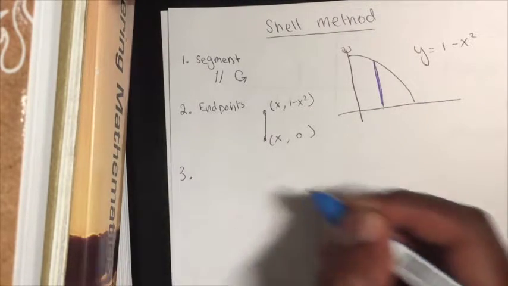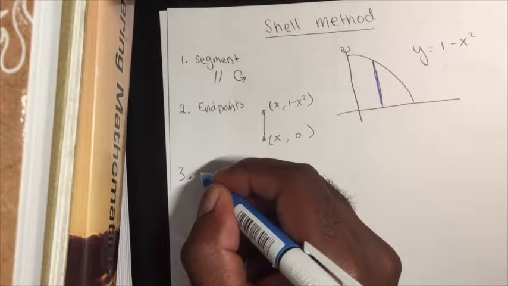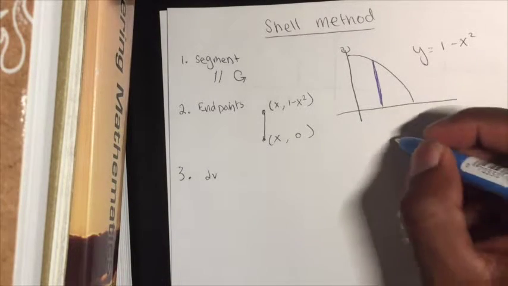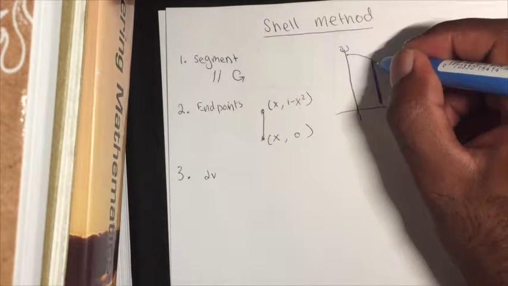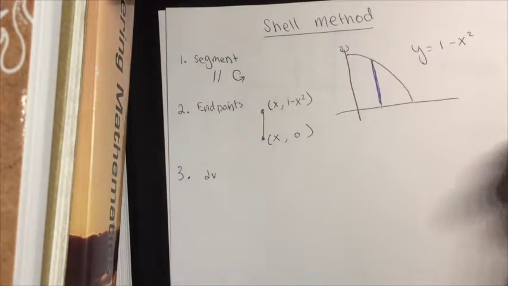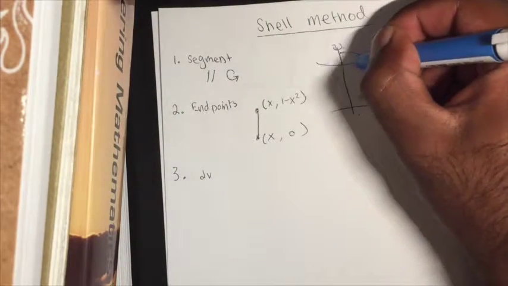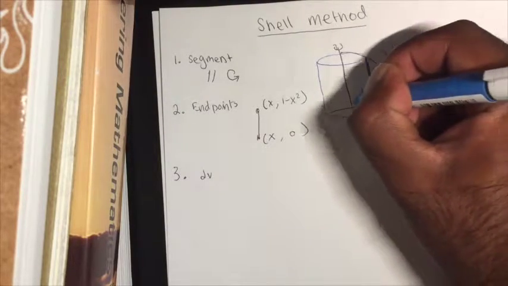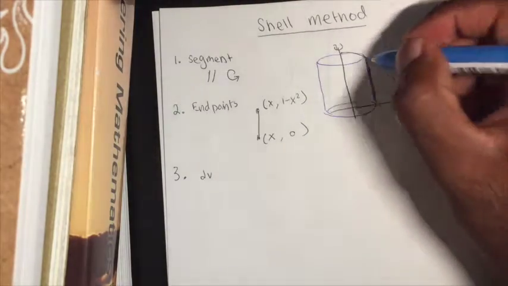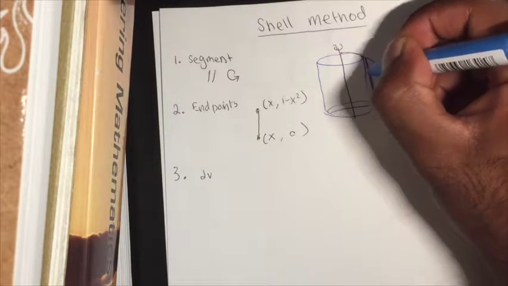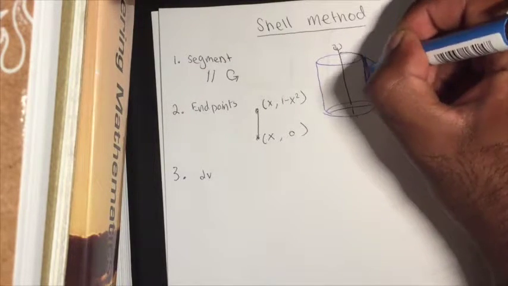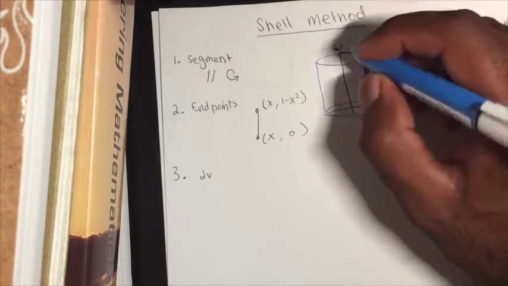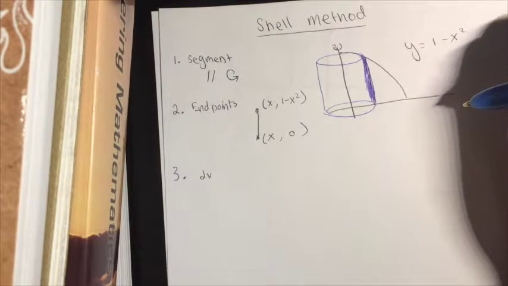Now, here's where it changes. Here, we are also going to find dV, but the equation is different. When we take this segment and rotate it around the y-axis, we are going to get a cylinder, or a cylindrical shell, with thickness dx. So when we have lots of these cylinders, it's going to create the shape, the volume that we're looking for.